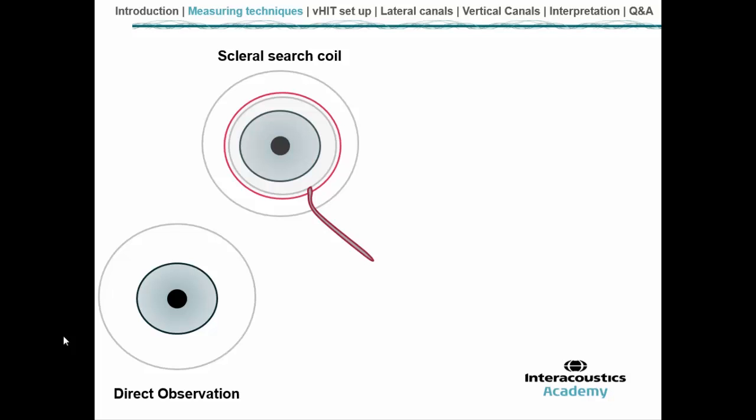So although this is a very sensitive test, unfortunately it's just not very clinically friendly. Firstly, the contact lens is very uncomfortable and patients will not tolerate that in a day-to-day clinical environment. The second is that the equipment is so bulky, you have to place the patient in a magnetic field, and also the calibration process and expense of the equipment is just too much to be used in a general clinical environment. So although the search coil is a fantastic way of measuring these eye movements, it's just not clinically appropriate.